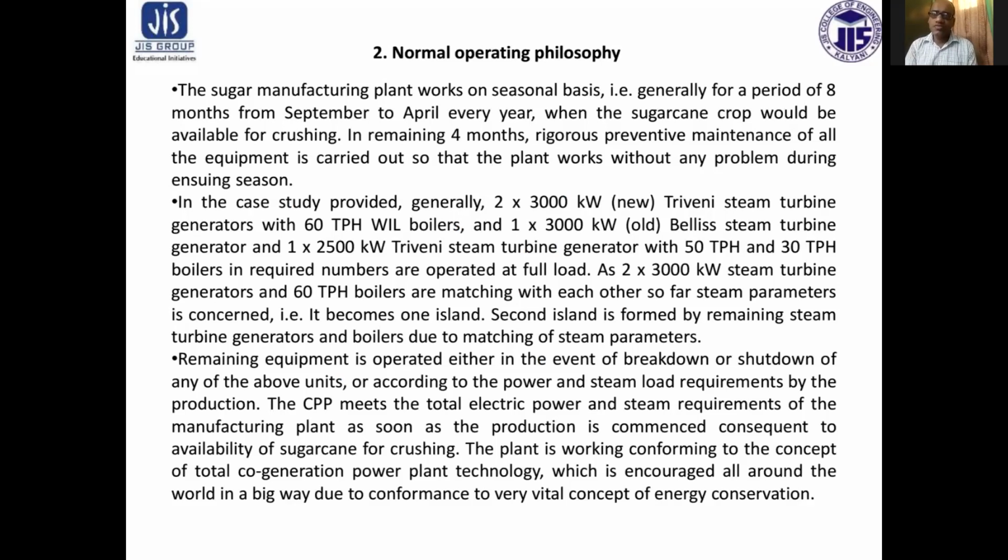Normal operating philosophy: the sugar manufacturing plant works on a seasonal basis. That is, generally for a period of 8 months from September to April every year, when the sugarcane crop is available for crushing. In the remaining 4 months, rigorous preventive maintenance of all the equipment is carried out so that the plant works without any problem during the ensuing season.